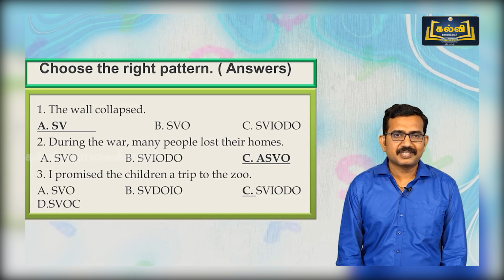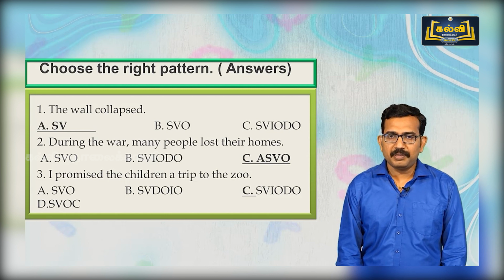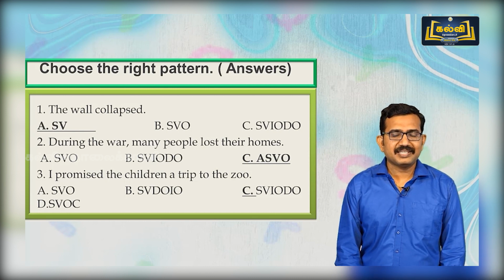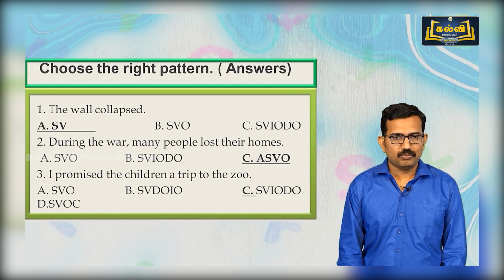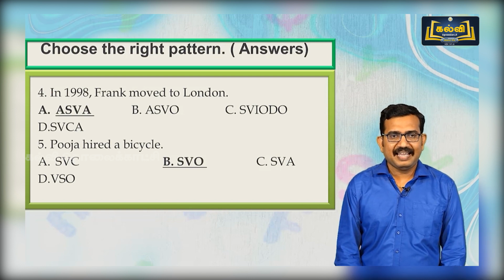The wall collapsed is an example for subject plus verb. The second question is, during the war, many people lost their homes, and the answer is ASVO. The third question is, I promised the children a trip to the zoo. The option is SV, IO and DO. In 1998, Frank moved to London. The right answer is ASVA. Pooja hired a bicycle is the question, and the right option is SVO.